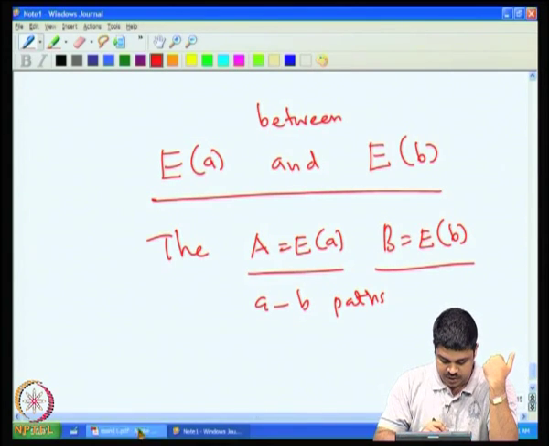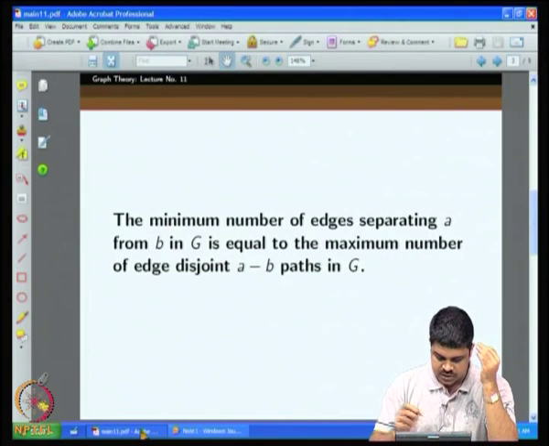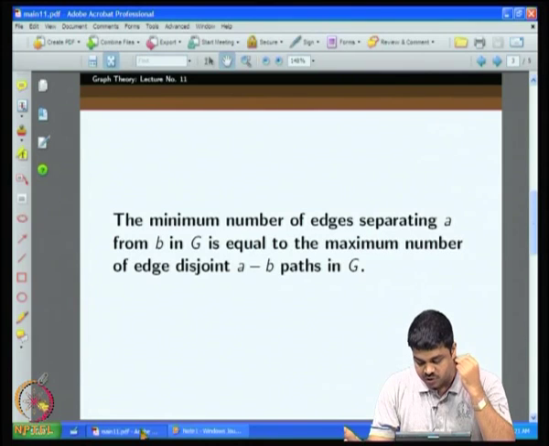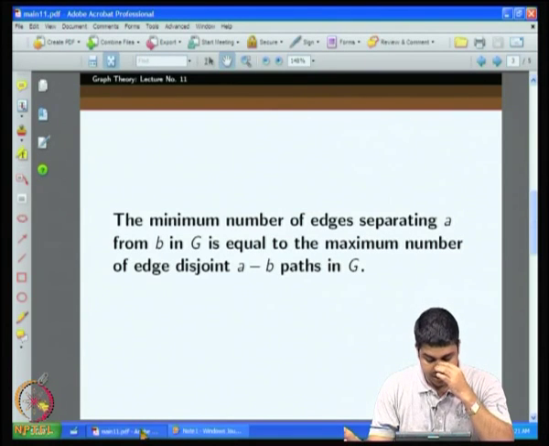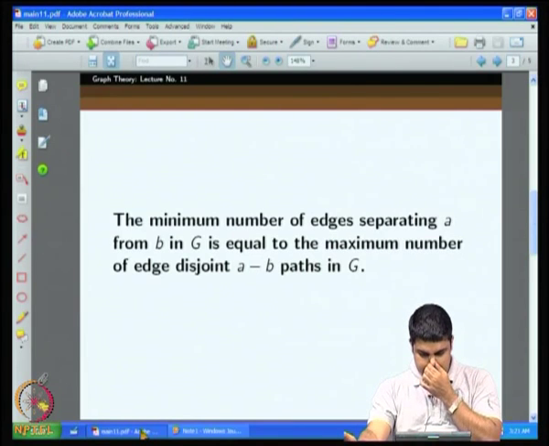So, we will just look at the statement. The statement is just this: the minimum number of edges separating A from B in G is equal to the maximum number of edge disjoint AB paths in G.